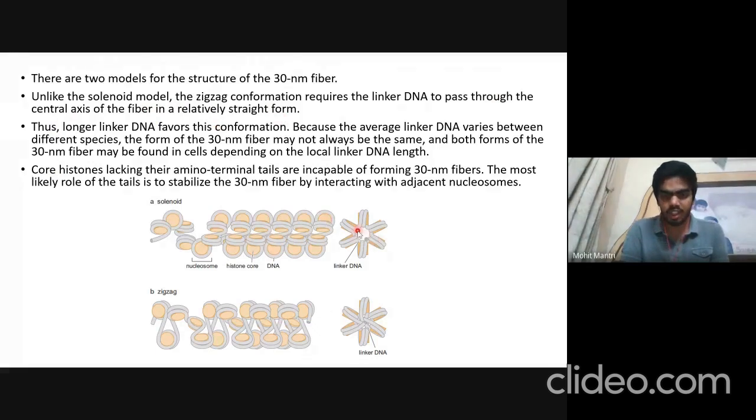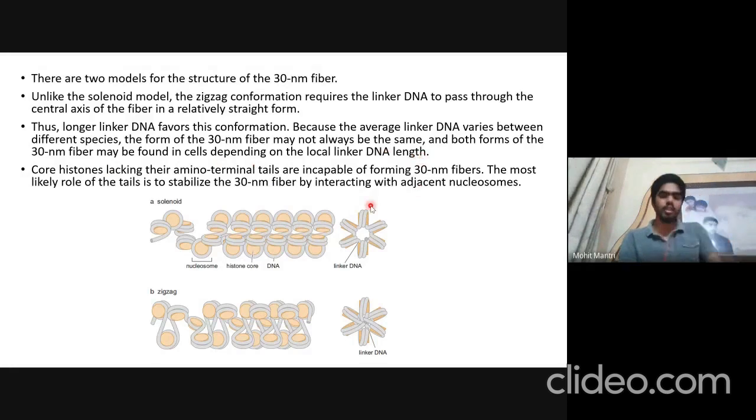So here we can see that all the linker DNA, they are surrounding the central axis, but they are not passed through the central axis. While in case of zigzag DNA, this linker DNA has to pass through the central axis of the fiber in relatively straight form. Therefore, longer linker DNA favors this kind of conformation, that is zigzag conformation. And because the average linker DNA varies in different species, so the form of 30 nanometer fiber may not always be the same. In some case, it might be solenoid structure. In some case, it might be zigzag structure. And sometimes both form of 30 nanometer fiber can be found in cell depending on the local linker DNA length.